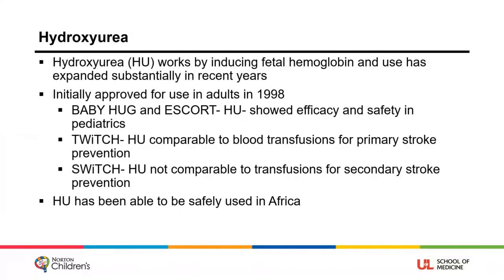So in addition to the Baby HUG trial, there was the TWiTCH trial, which switched patients on prophylactic transfusions to hydroxyurea, and concluded that hydroxyurea was comparable for primary stroke prevention. However, in patients who had a prior stroke, switching to hydroxyurea was not comparable for secondary stroke prevention. And most recently, there have been publications showing that hydroxyurea has been safely used in sub-Saharan Africa as well.